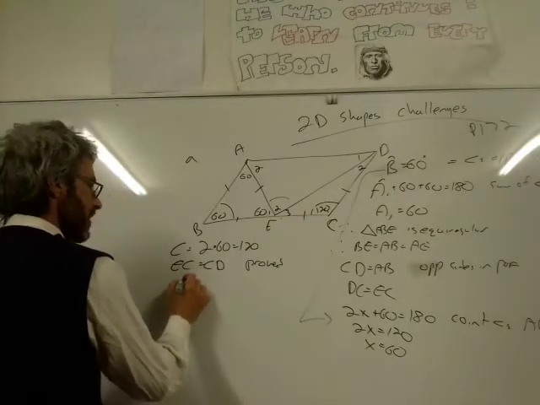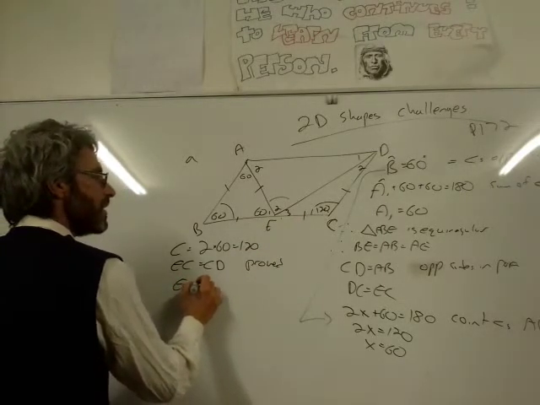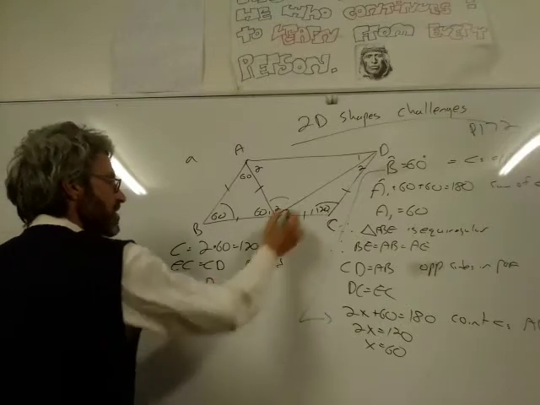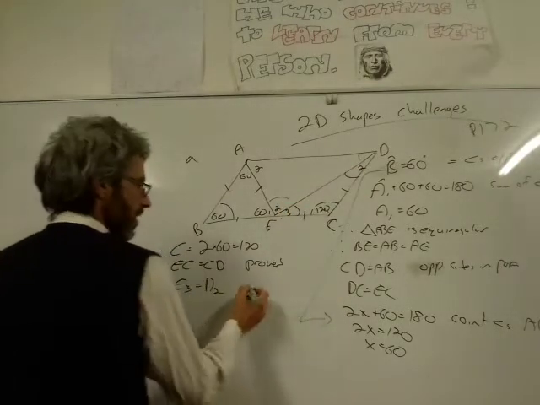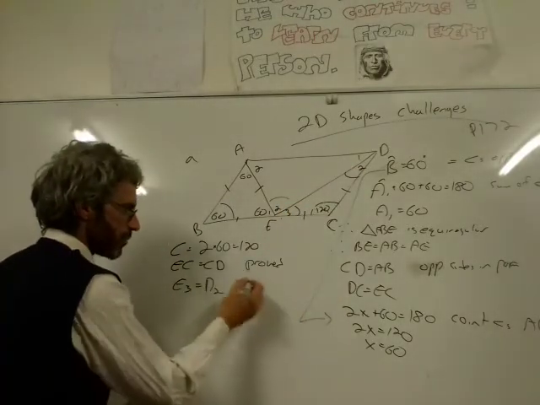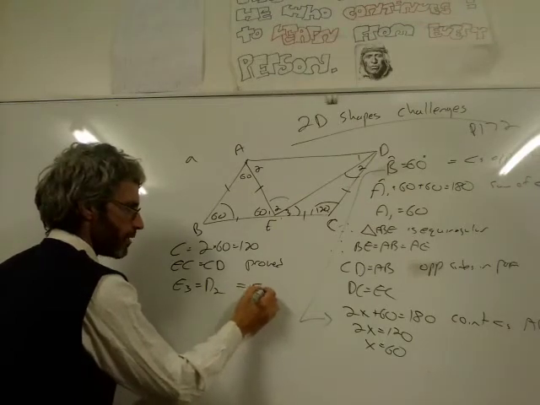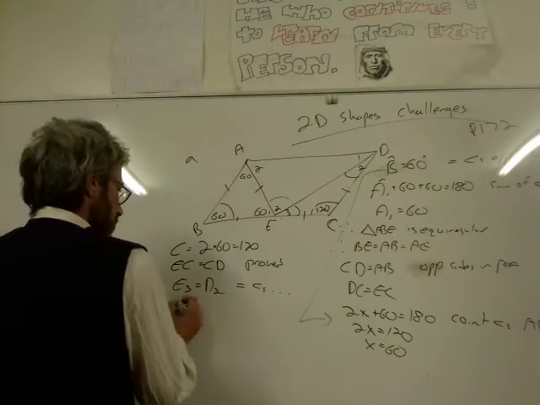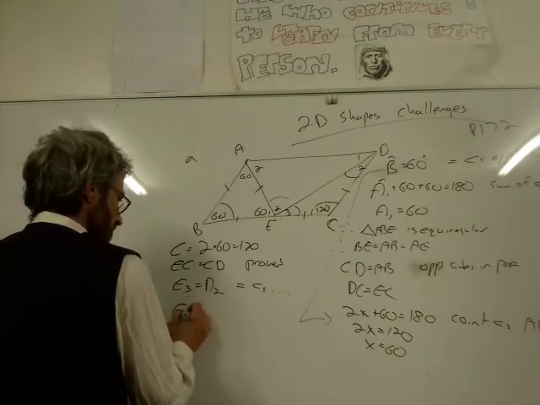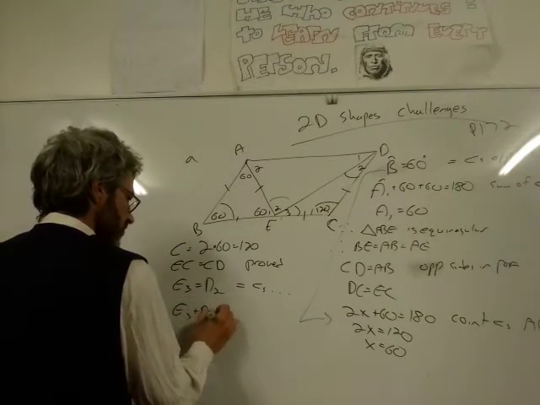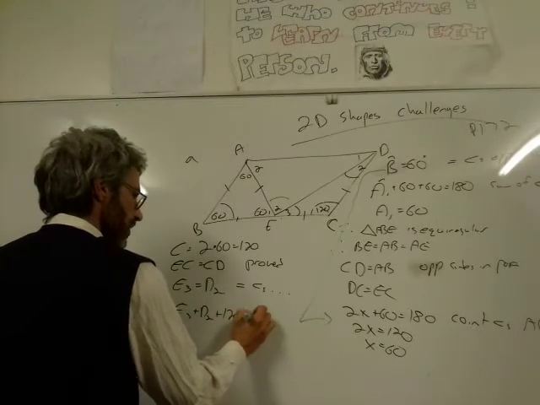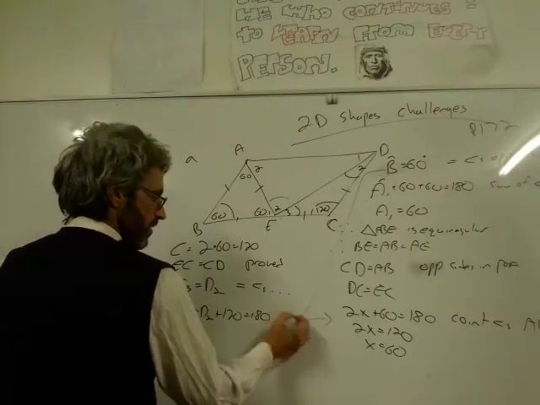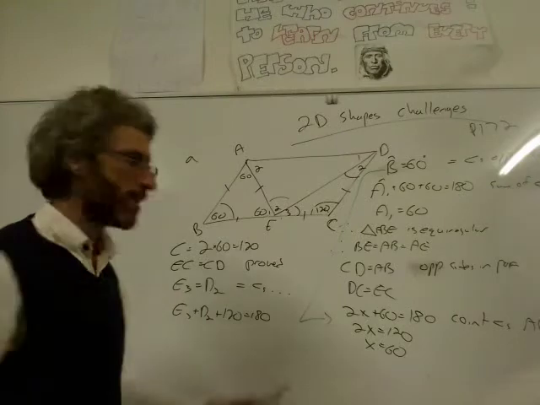Therefore, E3 is equal to D2. These two angles are the same, okay? I won't write all of it, but it's equal angles, opposite equal sides. So I also know that E3 plus D2 plus 120 is 180. I won't write out the sum of angles in a triangle.